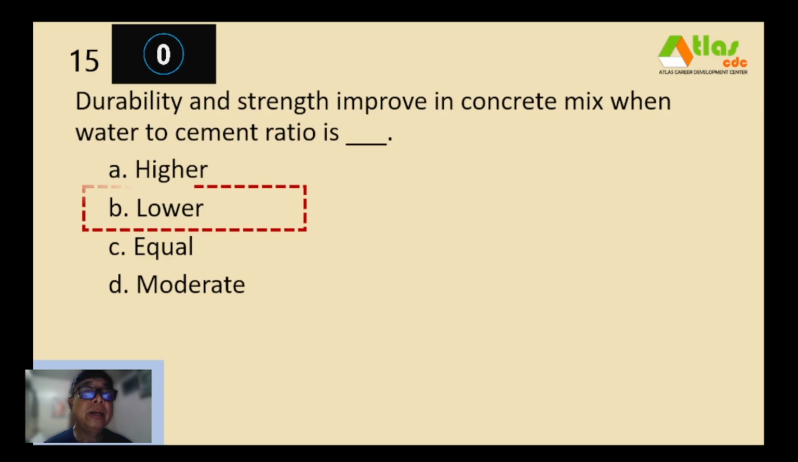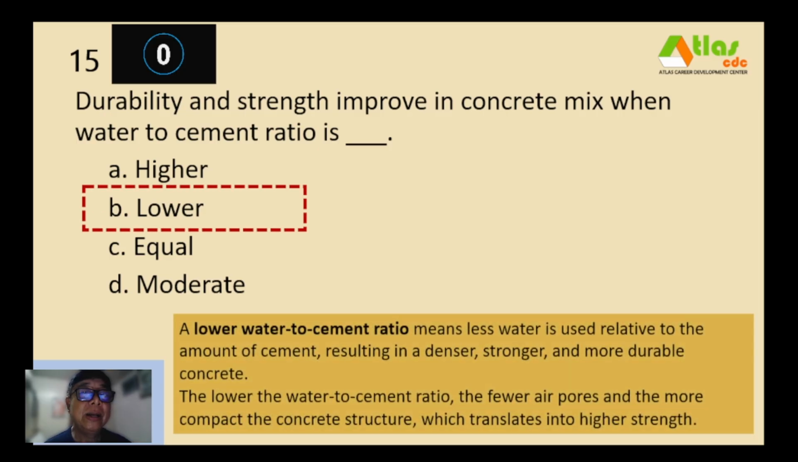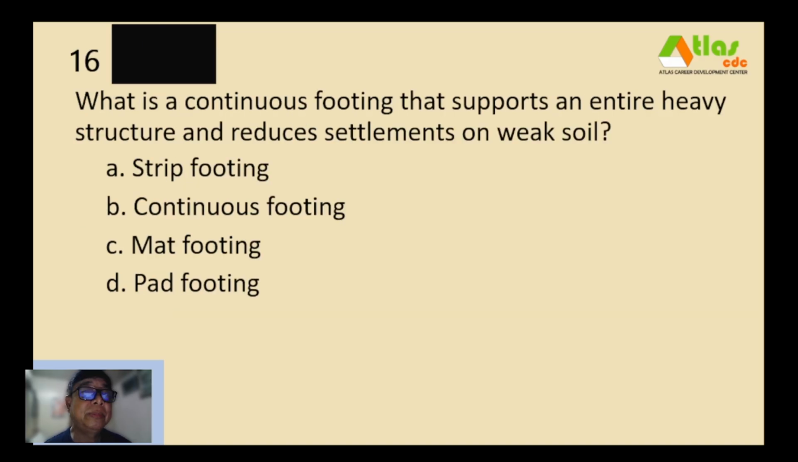And our answer is letter B, lower. So a lower water to cement ratio means less water is used relative to the amount of cement, resulting in a denser, stronger, and more durable concrete. Now, the lower the water to cement ratio, the fewer air pores and the more compact the concrete structure, which translates into higher strength.